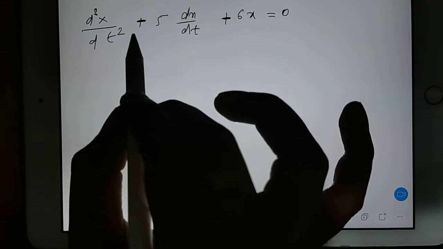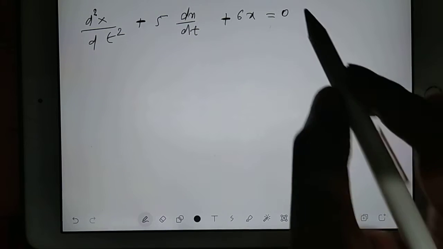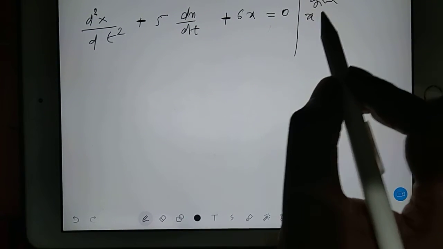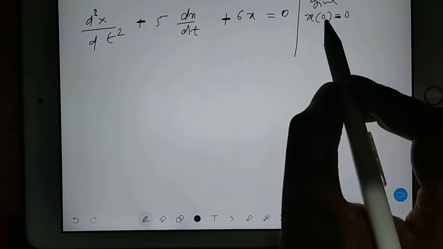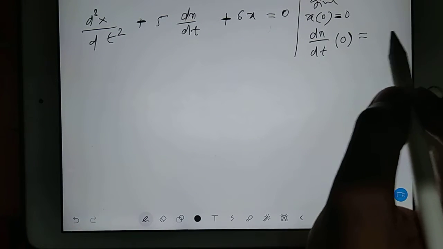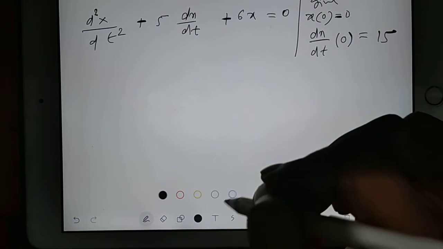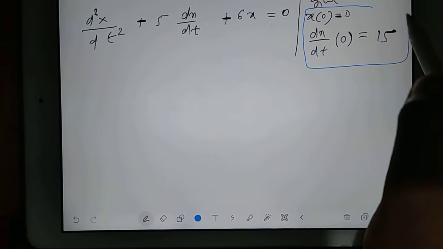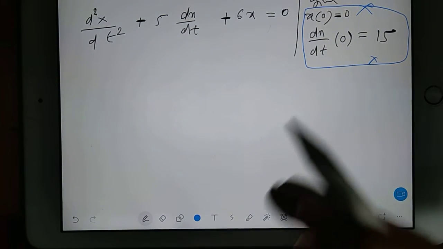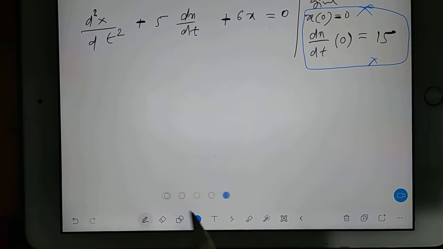Okay, take this: d2x by dt square plus 5 dx by dt plus 6x is equal to 0. And it is given that x at 0 is equal to 0, and dx by dt at 0 is equal to 15. These two things are given, so it means we can find our exact solution. I hope you are getting it. If values are not given, then what makes the difference? And if values are given, then where are we reaching? Right? I have already explained.